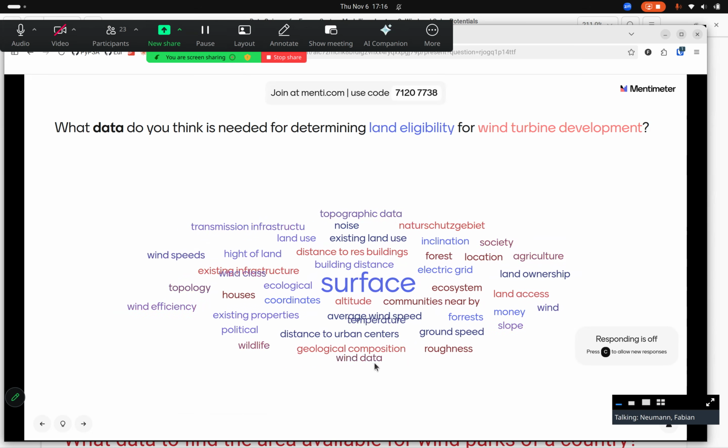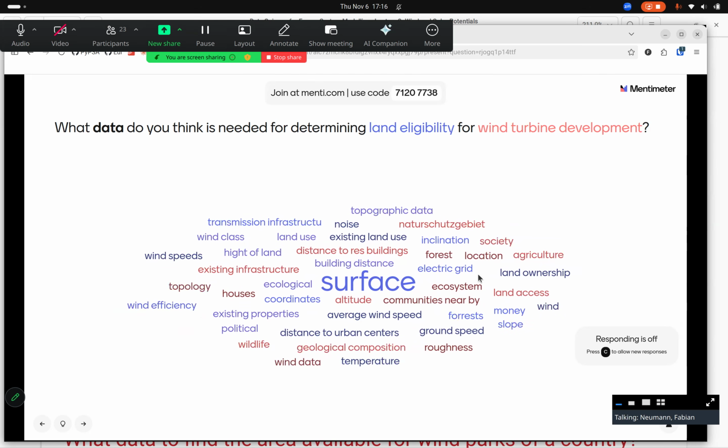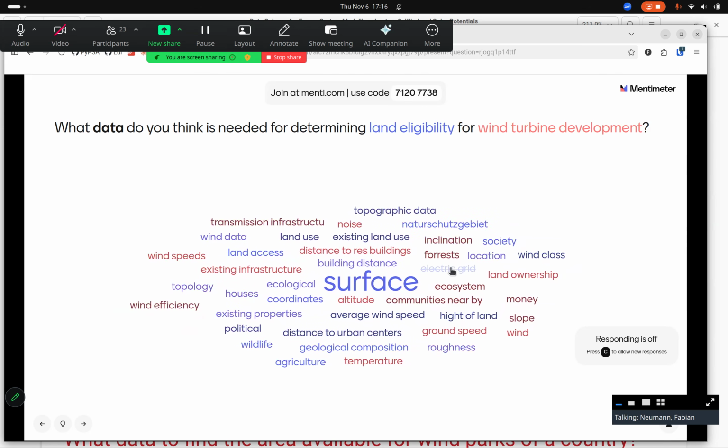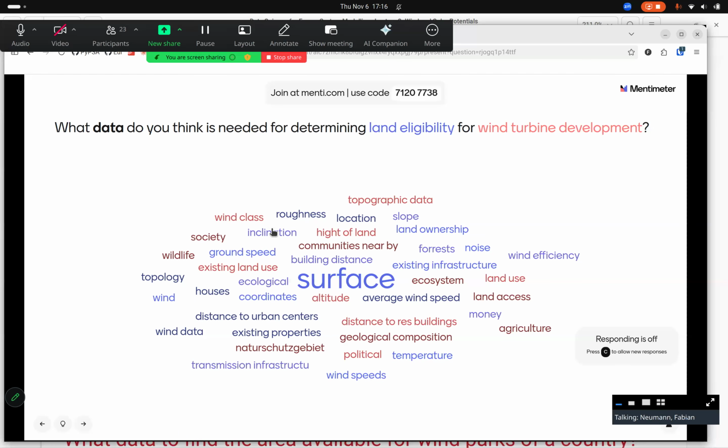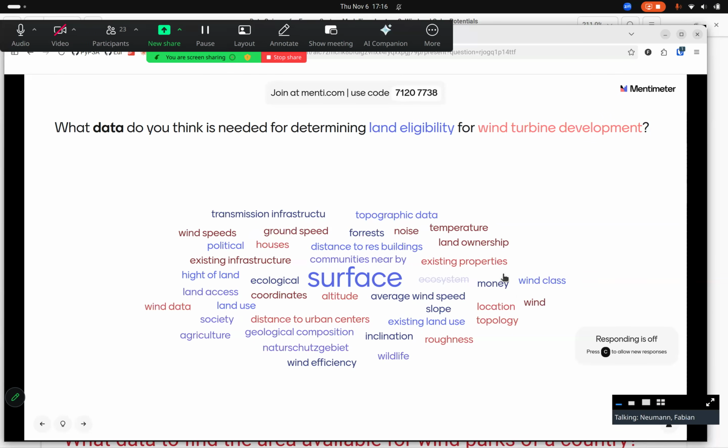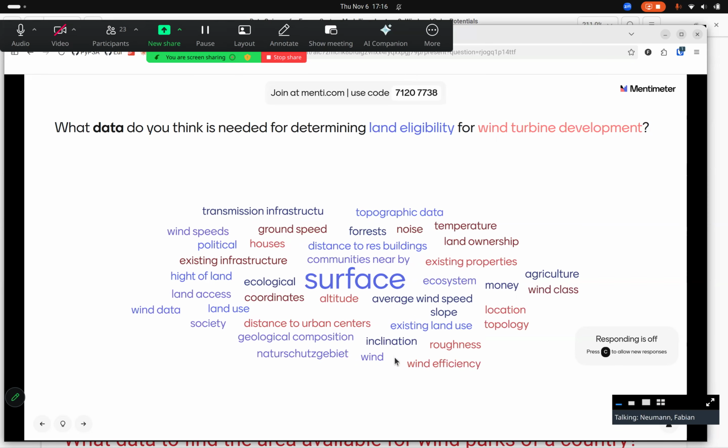Yeah, seismic activity I didn't think of so far. I think it's a good point. Forest areas, electricity grid, yes, it's all good. Building distance we had, inclination, something new. Wildlife. So yes, it goes in the direction of natural protection areas, but actually if you want to develop a wind park, you also need to see if it's a bird habitat, for example. That might also be a reason for exclusion.